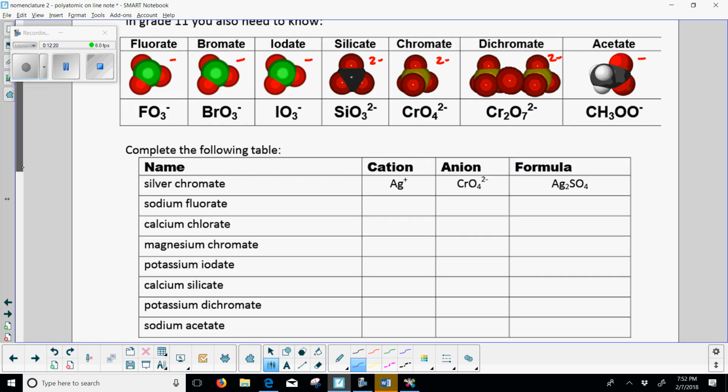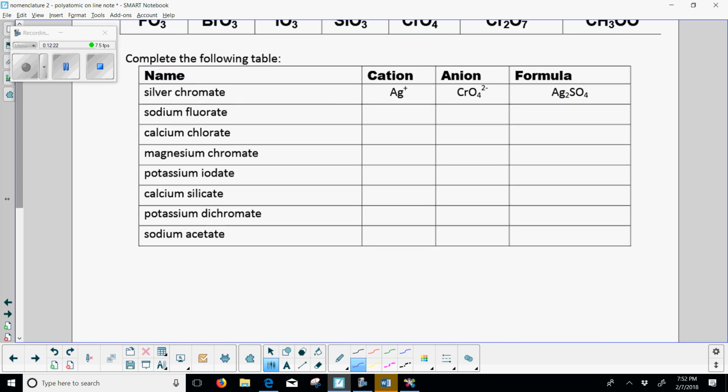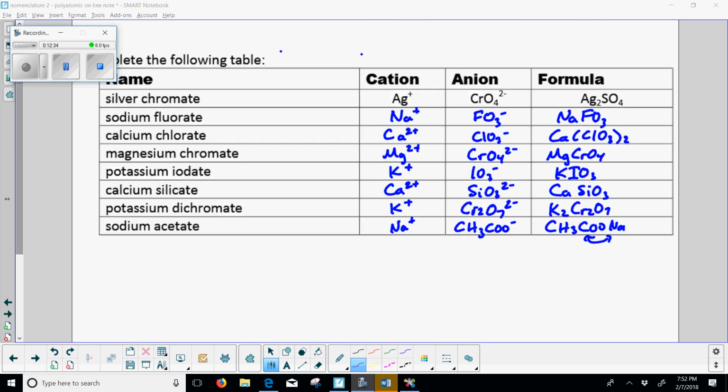So what I would like you to do is, now that we've gone through the naming of these, practice in this little chart, and when you're done, go pause, and then when you're done, hit unpause and check your answers. So you should be checking your answers right now, and like before, you should be writing down the cation, the anion, then you cross over, and then you simply write down the formula for each of these. The only thing to keep in mind is that for the acetate, remember to keep the metal at the end. So that's it for polyatomic ions.